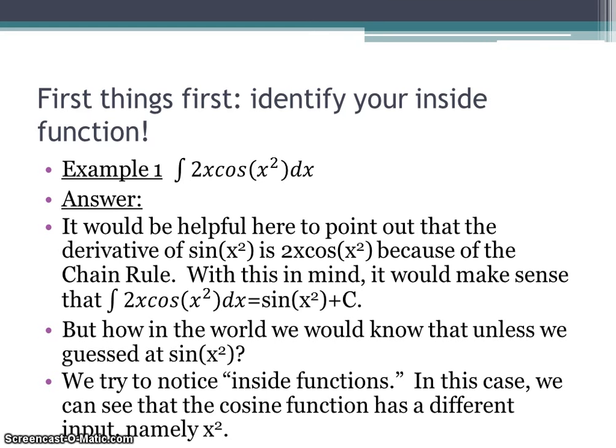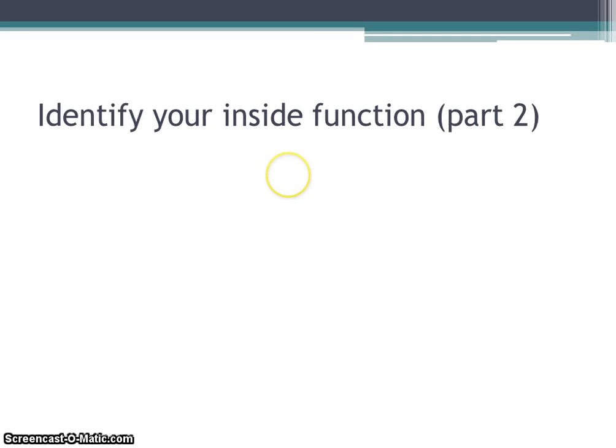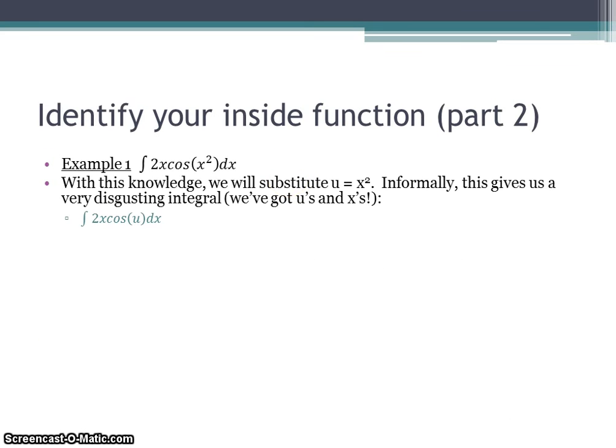We try to notice inside functions. In this case, we can see that the cosine function has a different input, particularly x squared. So in this case, with this knowledge, what we could do is substitute u equal to x squared. That's our inside function here. Informally, this gives us a really nasty integral, because if we were to put u in for x squared, we would get 2x cosine of u dx. It's kind of a problem because we've got u's and x's involved in there.